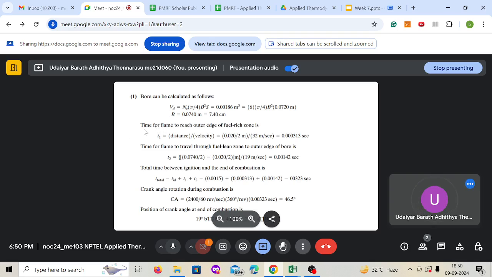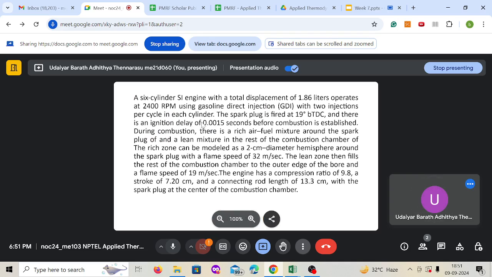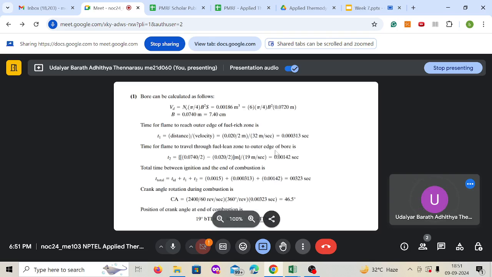Now the time for the flame to reach the outer edge of the fuel rich zone is distance divided by velocity. The velocity is given, and the distance is given as a hemisphere of 2 centimeter diameter around the spark plug. To reach the edge, it has to travel the radius of the hemisphere. So 0.02 divided by 2, divided by 32 meters per second. This gives me 0.000313 second. This is the time required to travel the fuel rich zone.